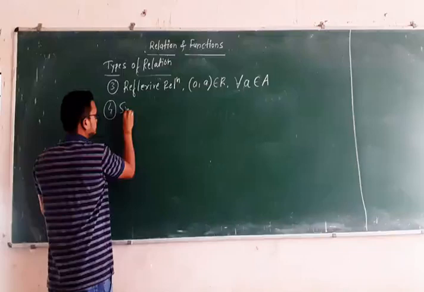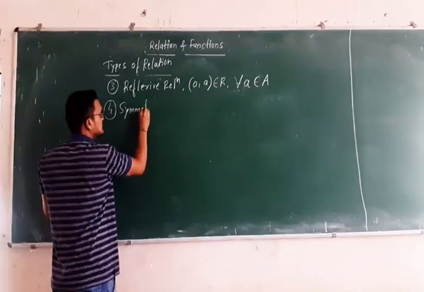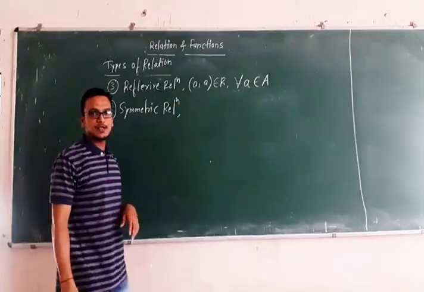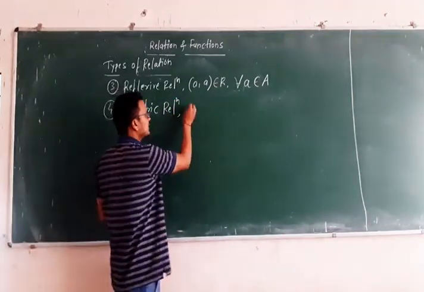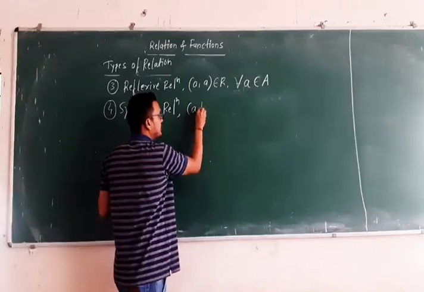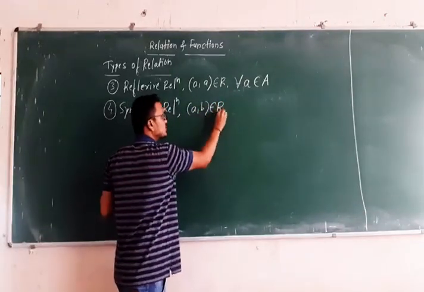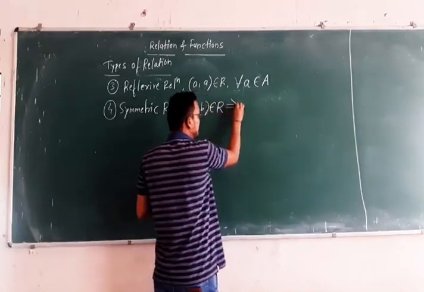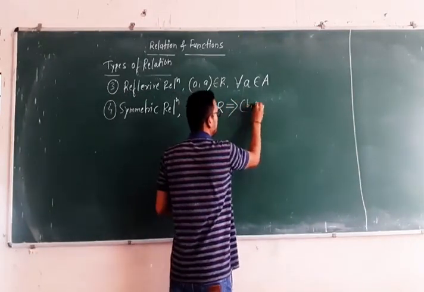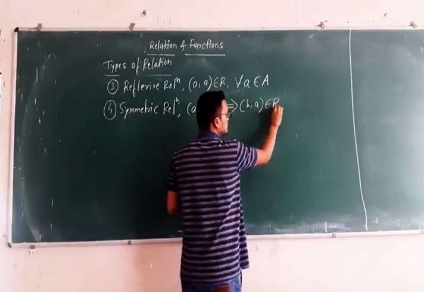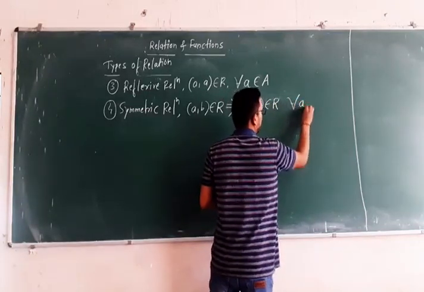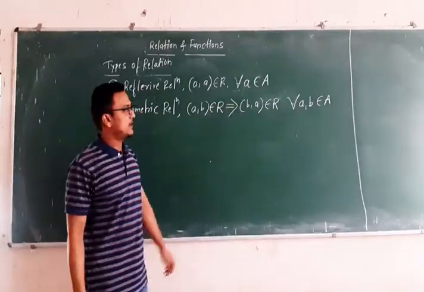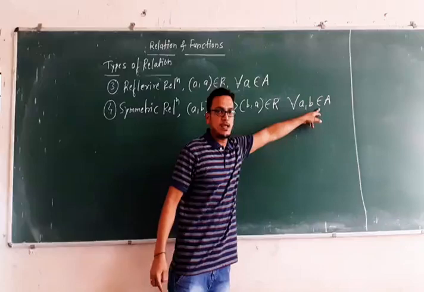Then the fourth one, symmetric relation. A symmetric relation is what? If the ordered pair (a, b) belongs to R, then that must imply the ordered pair (b, a) also belongs to R, for all a and b, where a and b are chosen from the set A.